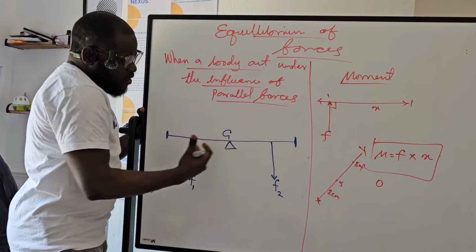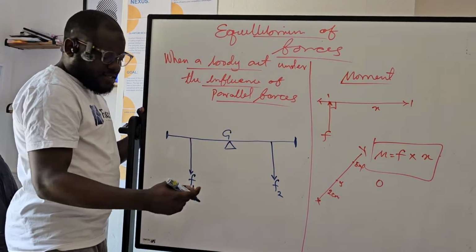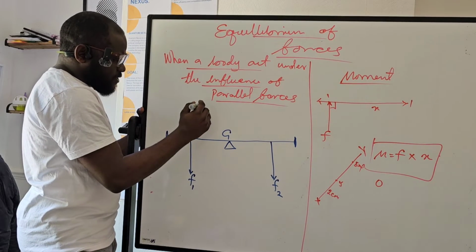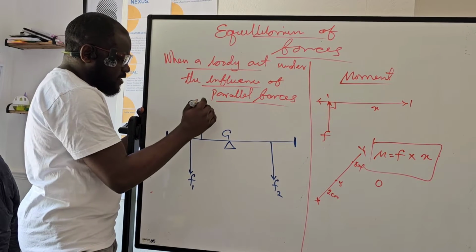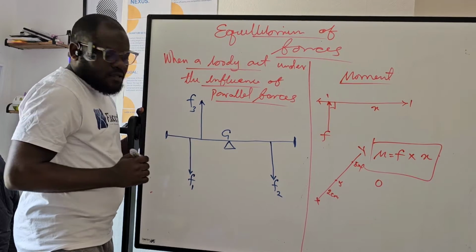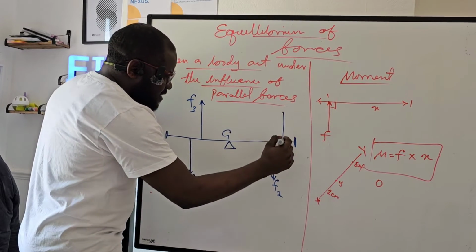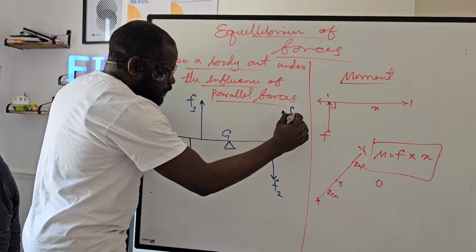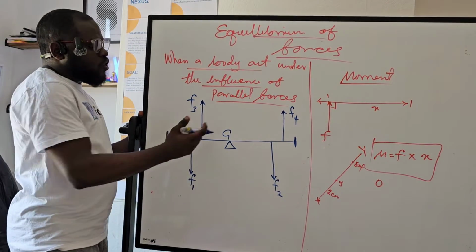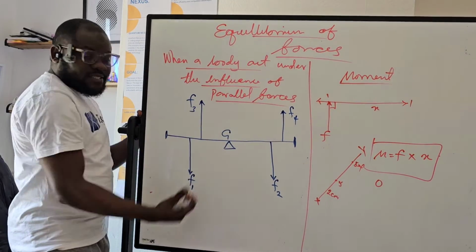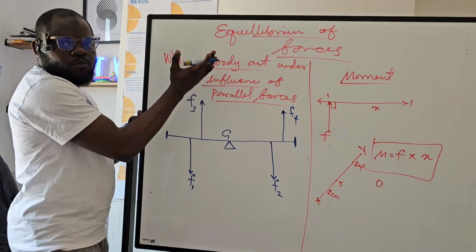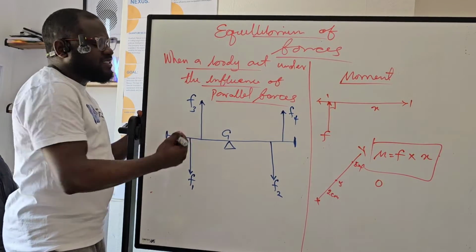Now, is this the only case? This is not the only case. You can also have another force acting upward like this. Let me say this is F3. You can as well have another one like this. Let's say this is F4. Are you seeing it now? So you can see all the forces, both the ones acting upward and the ones acting downward, cannot touch each other.